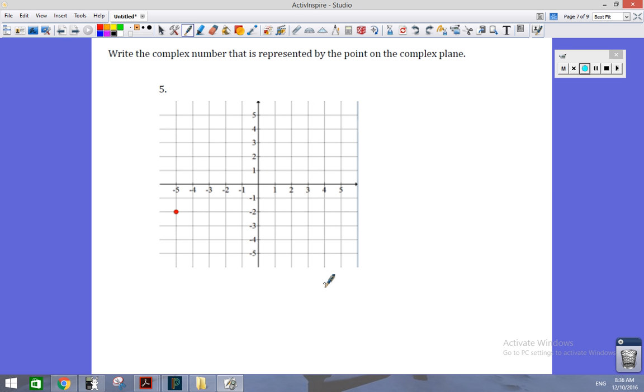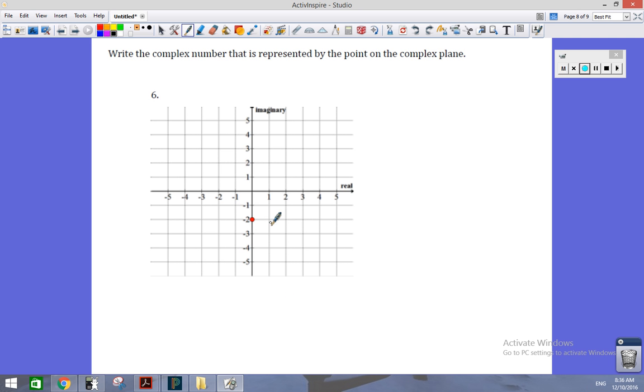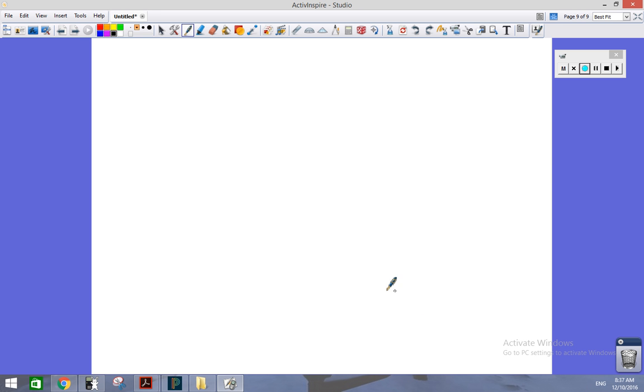Now we're going in the reverse order. This is the point negative 5 comma negative 2, so that represents the complex number negative 5 minus 2i. And here 0 comma negative 2 represents the complex number negative 2i, or you could write 0 minus 2i if you prefer, but I'm just going to write it as negative 2i. And hey, that's it. So that was pretty quick.